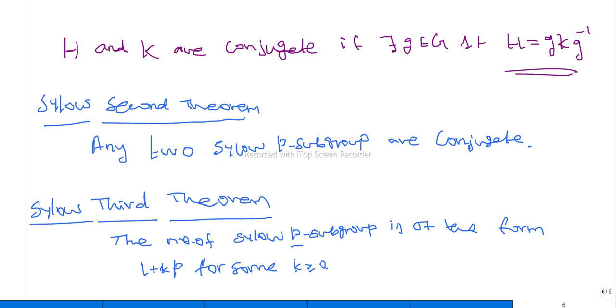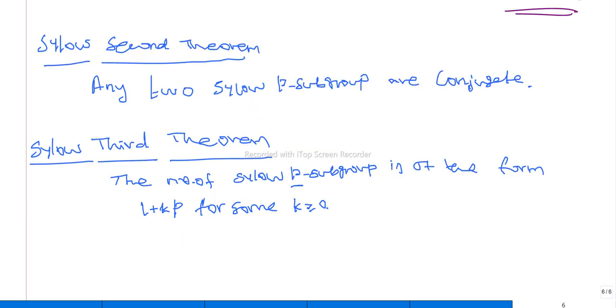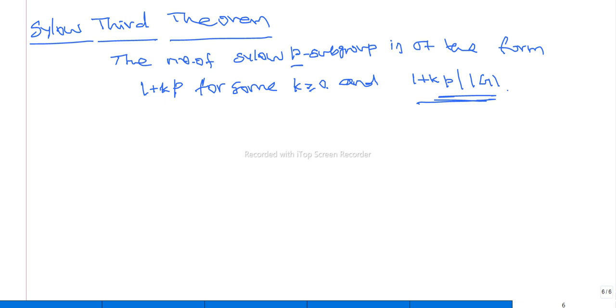This is Sylow's third theorem, and that number should divide the cardinality of the group. That is, the number 1 plus kp should divide the group order. That is a very, very important thing. And another thing: suppose you have only one Sylow p-subgroup, then that subgroup should be normal. Similarly, a Sylow p-subgroup is normal if and only if it is the only one. That is a very, very important note.